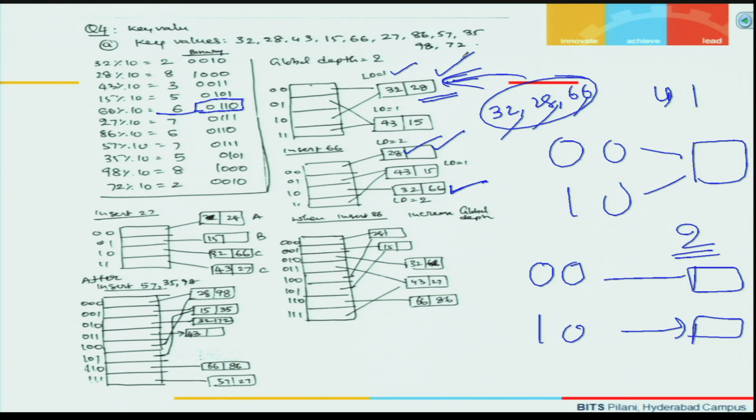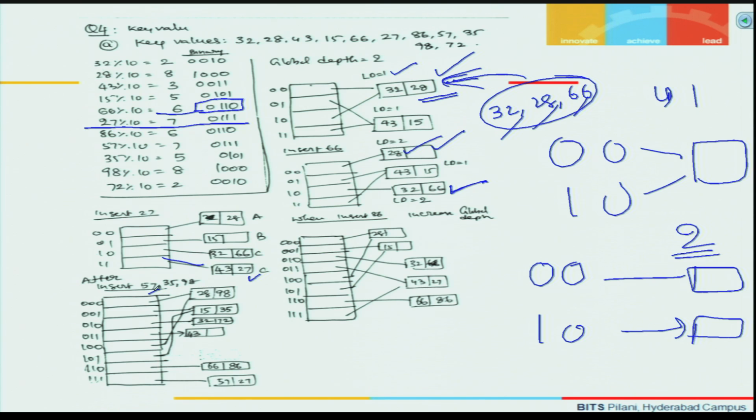And when I insert a value with 22, 22 is nothing but... 27 is nothing but 1 1. I will go to 1 1, there is a space and then I will store it here. And now when I try to insert 57, there could be a collision.